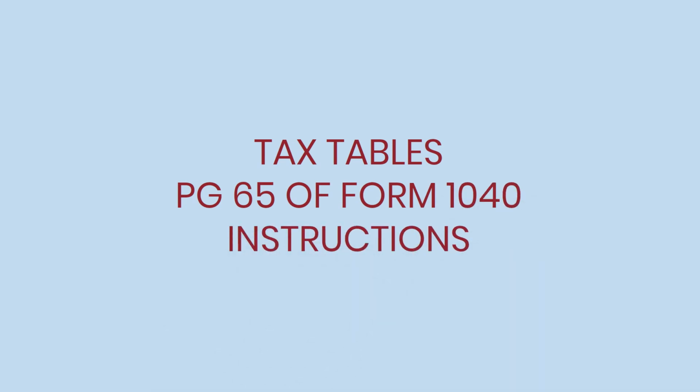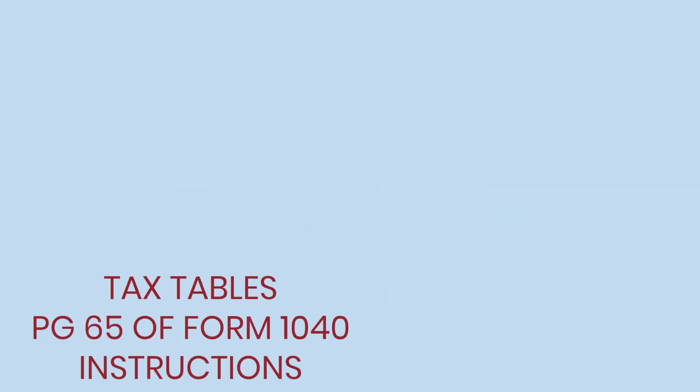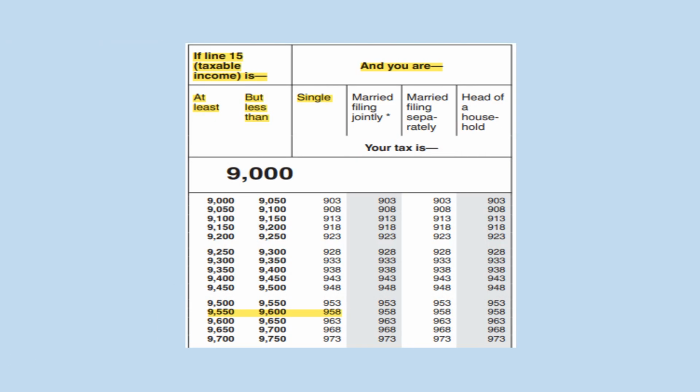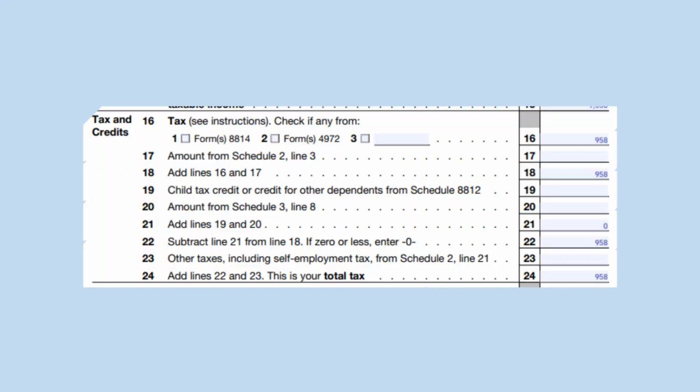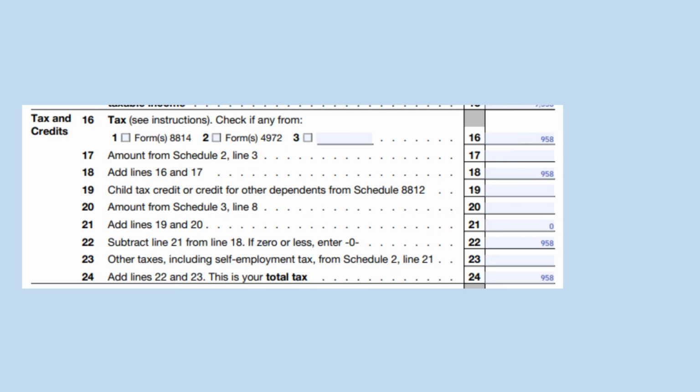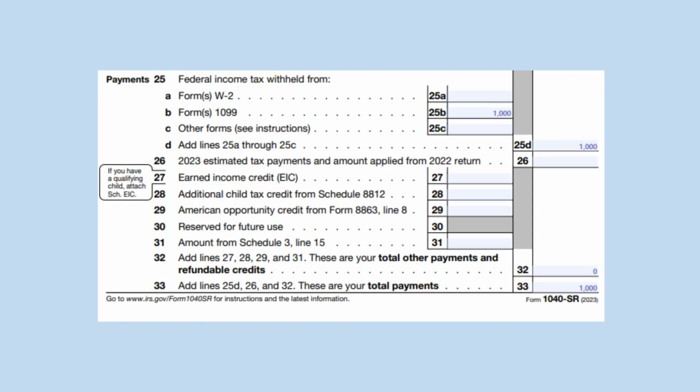Next, we will calculate your tax using the tax tables that begin on page 65 of the Form 1040 instructions. Since your taxable income is at least $9,550 but less than $9,600 and you're single, your tax will be $958. Place that amount on line 16 and carry it down to lines 18, 22, and 24 as you have no credits or other taxes. On line 25, we will put your withholding.